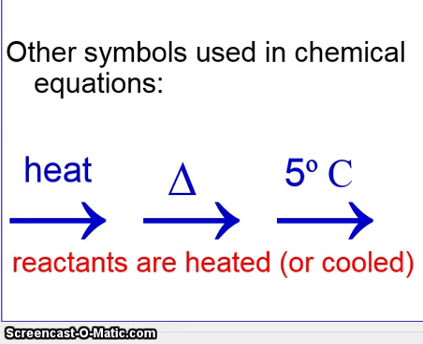Now above the arrow, very often we'll put some other symbols. Very commonly for a reaction to go forward, it has to be heated. So very often we'll put heat. Or we can also put a little triangle. That also means the same thing, means heat. Sometimes a specific temperature will be placed above it. In this case, 5 degrees Celsius, which means cooled actually, because room temperature is 22 degrees Celsius. Sometimes you need it 180 degrees Celsius. So these are some of the specifics that you'll see above the arrow. These are the required conditions for the reaction to occur.